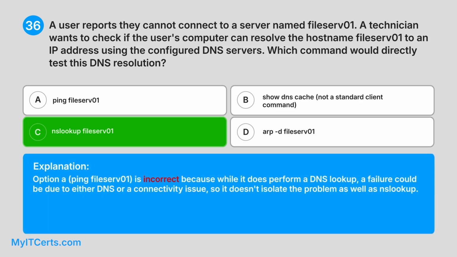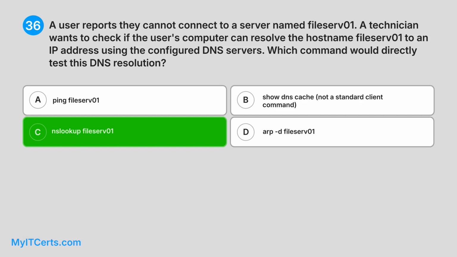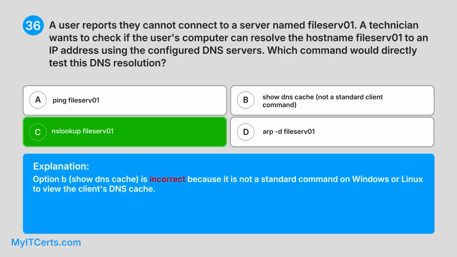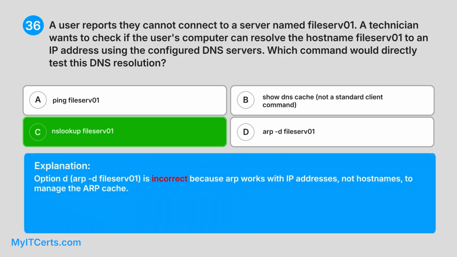Option A, ping FileServe01, is incorrect because while it does perform a DNS lookup, a failure could be due to either DNS or a connectivity issue, so it doesn't isolate the problem as well as nslookup. Option B, show DNS cache, is incorrect because it is not a standard command on Windows or Linux to view the client's DNS cache. Option D, ARPD FileServe01, is incorrect because ARP works with IP addresses, not host names, to manage the ARP cache.